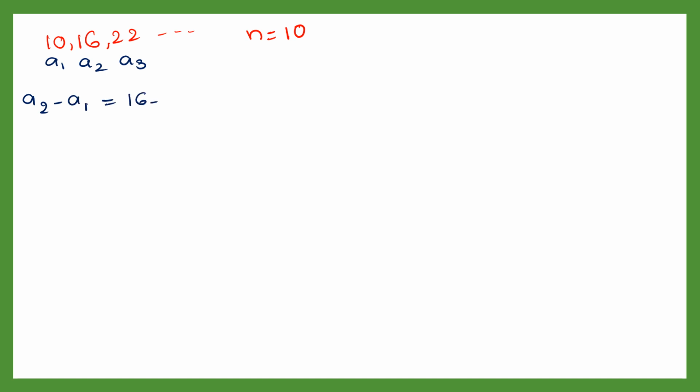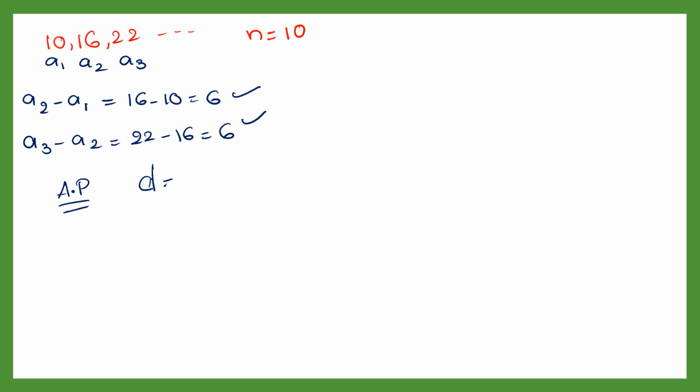A2 minus A1 is 16 minus 10, which is 6. Then A3 minus A2, so 22 minus 16, you get 6 again. So the difference is common. The given series is in arithmetic progression because we got common difference d as 6. Now they are asking the total distance. That means we need to find Sn. Sn is equal to n by 2 into (2a plus (n minus 1) into d).